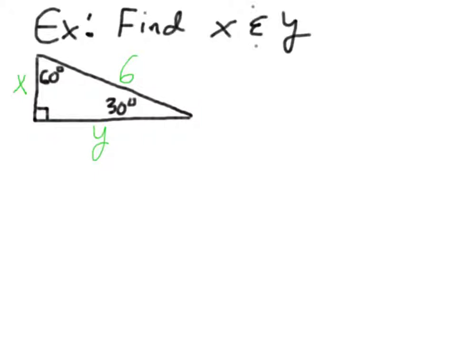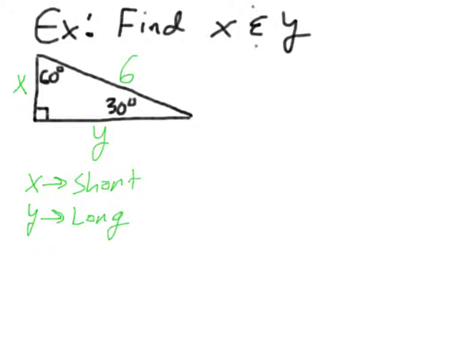Alright, this example we're going to switch. We're going to use the 30, 60, 90 triangle theorem there at the top of your page. I want to find x and y in this example, and I'm given the hypotenuse. So I want to remind you of a couple things first. At the top of the page we talked about short leg and long leg. So real quick, my x is my short leg, and y is my long leg of the triangle.